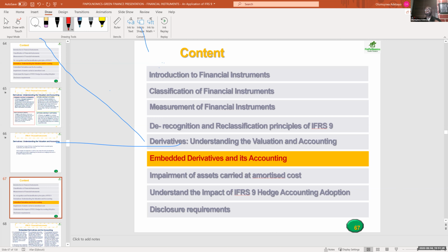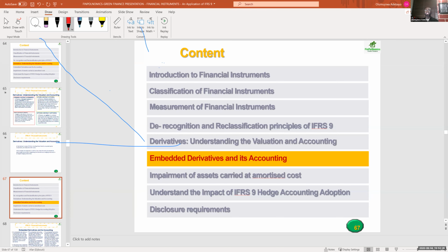Let us separate it into the prefix and the suffix. We have embedded and we have derivative. As we assume at this point that we have a better understanding of what derivative is, what is embedded? The simple interpretation of embedded by the English dictionary means an attachment to something, which means when something is embedded, there is something that serves as a host to which this derivative is attached.